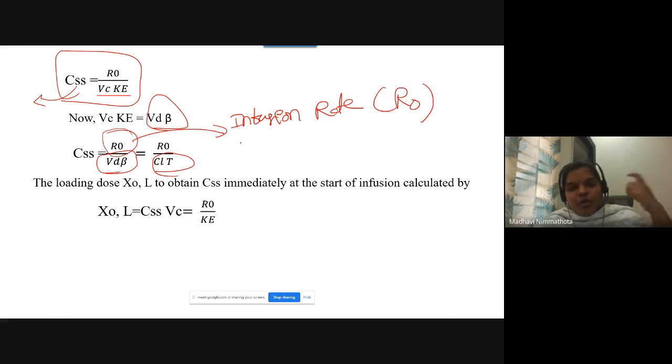So you just remember what we studied in the one compartment open model, then you have to apply it here. R0 is the infusion rate constant. The loading dose X0L is obtained, CSS immediately at the start of infusion. So how can you calculate the CSS? CSS into VC, volume of central, is equal to R0 by KE. This is a very short IV infusion derivation for a drug that follows the two compartmental open model.